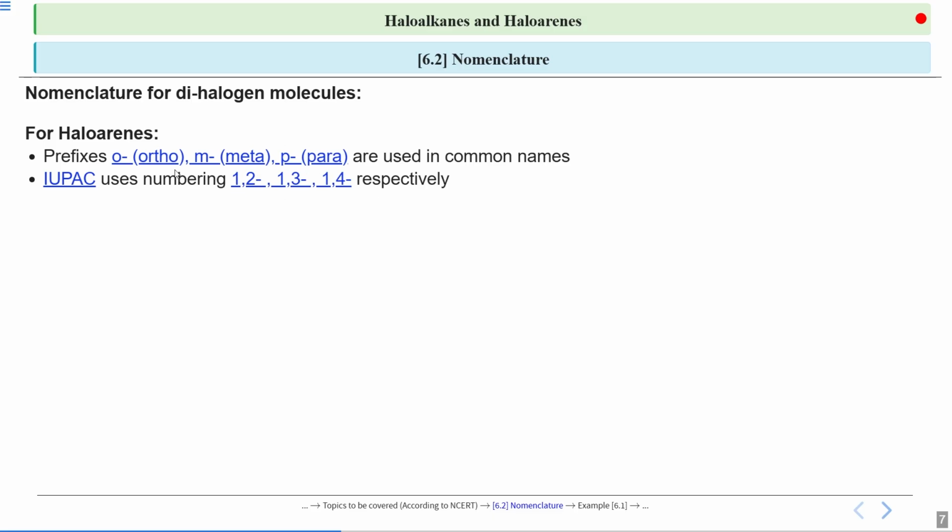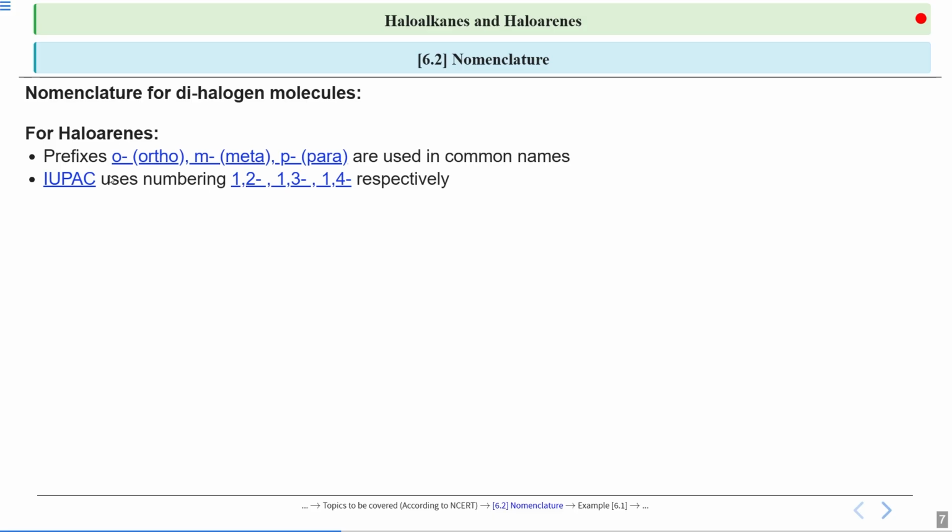Like for ortho, we use the numbering as 1,2 because at first position there is some halogen, at second position there is some halogen. We are talking about dihalogen molecules. Two halogens will be there, and in the haloarenes, that means when two halogens are connected with the aromatic ring, bonding with the aromatic ring.